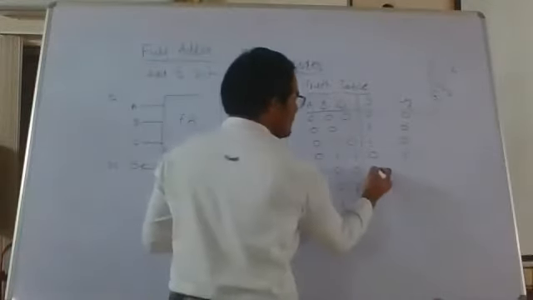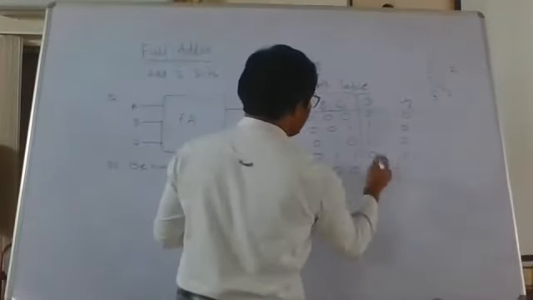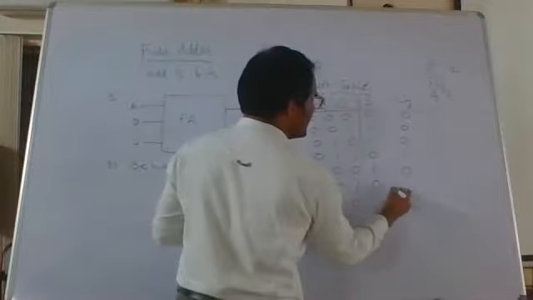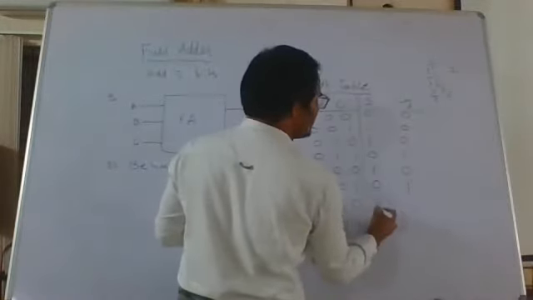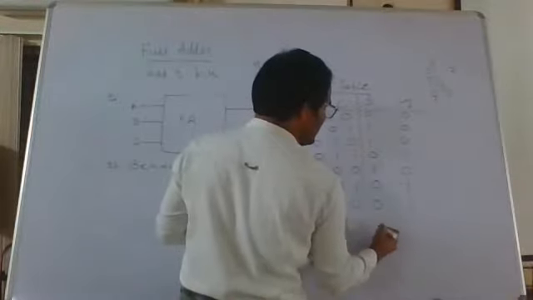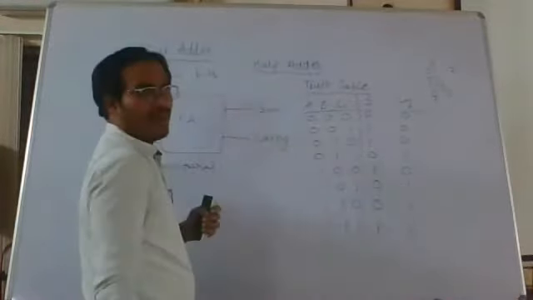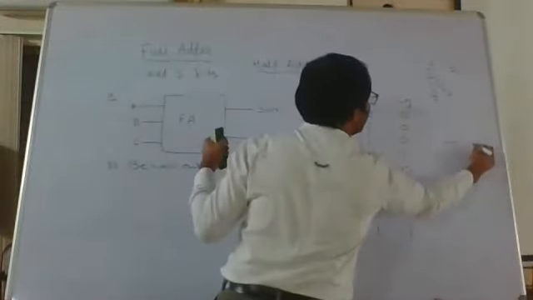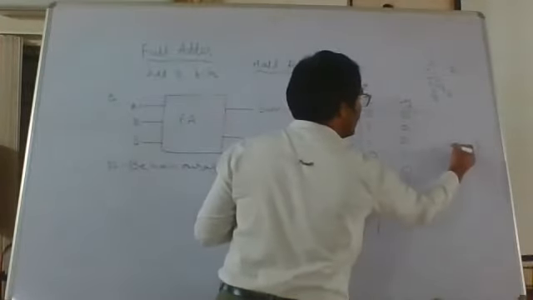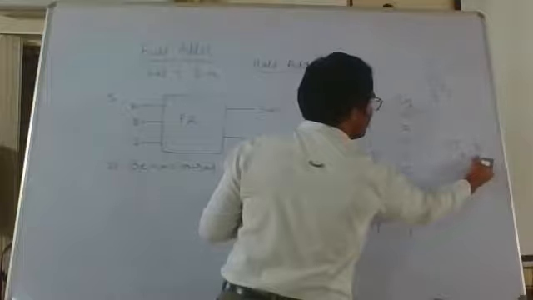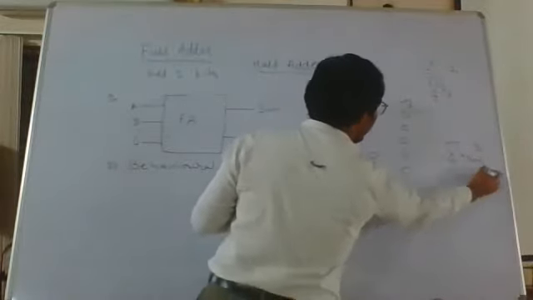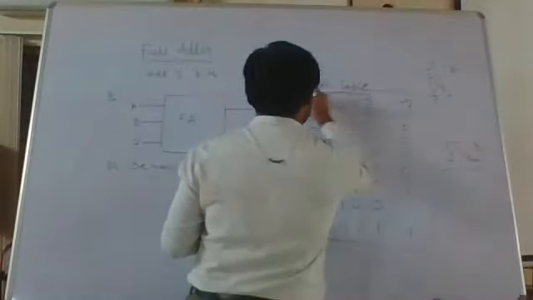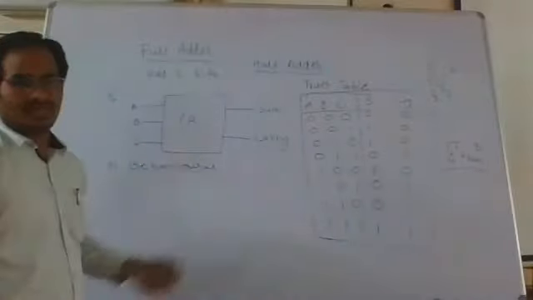1, 0, 0: sum is 1, carry is 0. 1, 0, 1: sum is 0, carry is 1. 1, 1, 0: sum is 0, carry is 1. 1, 1, 1: sum is 1, carry is also 1. Why? Because if we add 1, 1, 1 we get 3 in decimal, and in binary 3 is written as 1 1. This one is the sum bit and this one is the carry bit. This is the truth table that gives us the behavior of the circuit.